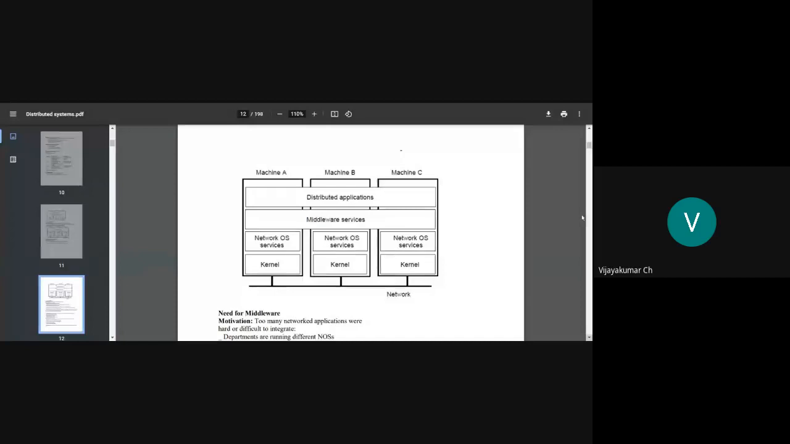These are the components that are used to describe a distributed system. Do you understand that?